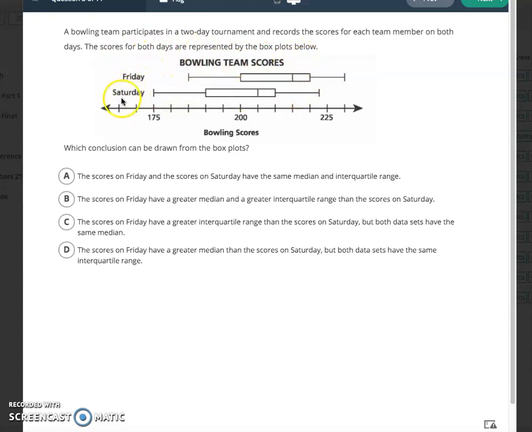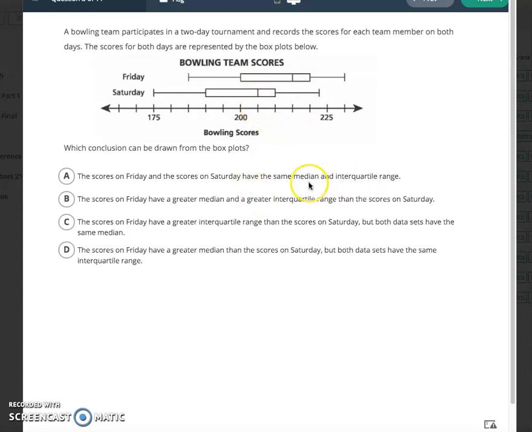So here we go, Friday and Saturday. Which conclusion can be drawn from the box plots? A: the scores on Friday and the scores on Saturday have the same median and interquartile range. So we can look here. The median for Friday, it looks like if this is 200 and this is 225, that means these are going up by 5s. So this is 205, this is 210, this is 215. So the median for Friday was 215, but the median for Saturday was 205.